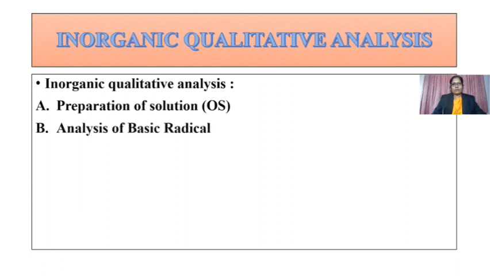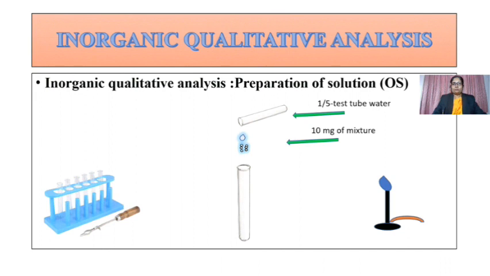Now let us begin with the first part, that is the preparation of solution. To prepare the solution, there are 4 different types. The first type is the preparation of solution in water. To prepare the solution in water, take about 10 mg of the given mixture in a test tube and add to it about 1/5 test tube of the water and then boil it.